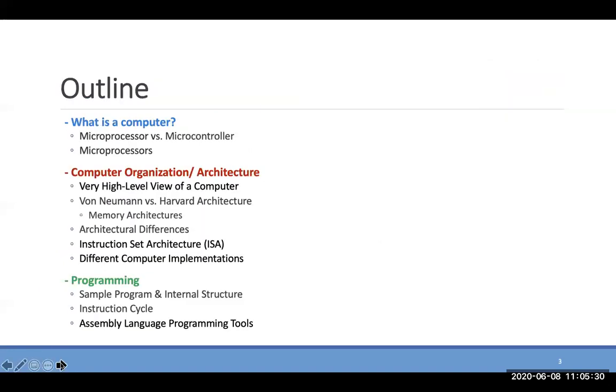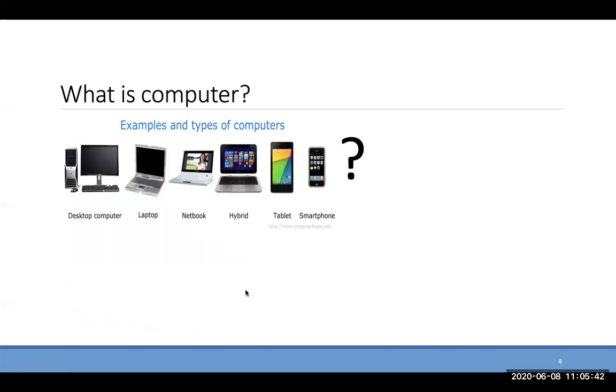Okay, so we're first going to talk about what a computer is today. Let's look at what a computer is, then we're going to focus on computer organization or architecture, and then we're going to talk about programming. If I ask you what a computer is, if you look at those devices, they are computers. That's the desktop, the laptop, and so on. The smartphones that we all use on a daily basis are all computers.